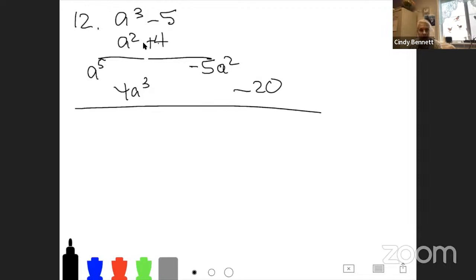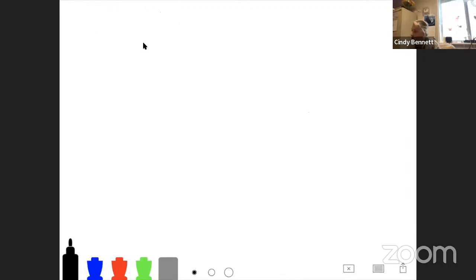Now, none of these terms match up, so we're going to write it out. a to the 5th plus 4a cubed minus 5a squared minus 20. And that is as far as we can go with it. So that is number 12. Now we're going to move on to number 13.